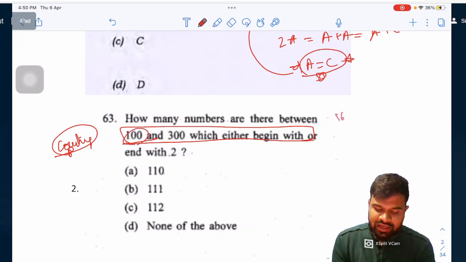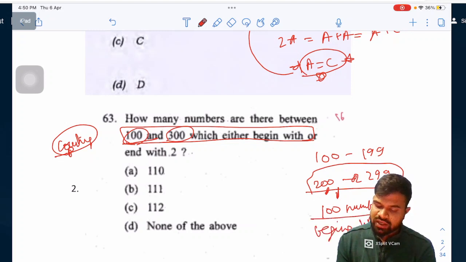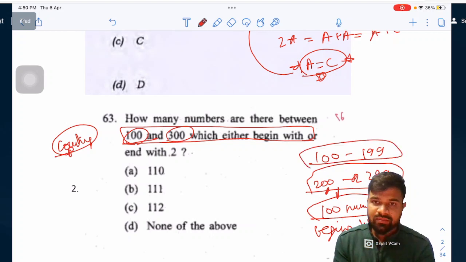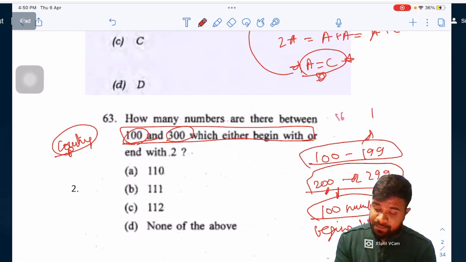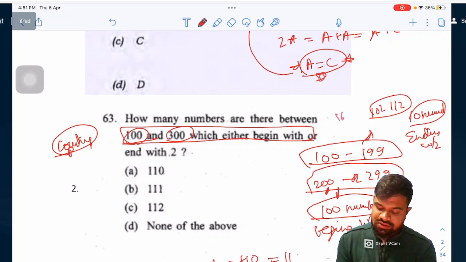So whenever you look at this counting type question between 100 and 300, just break it into hundreds. How will you break it into hundreds? From 100 to 199, from 200 to 299. Okay, now all these numbers, these are 100 numbers, beginning with 2. Now in this range there is no number beginning with 2, but there are 102, 112. There are 10 numbers ending with 2. That means our answer is 100 plus 10 is equal to 110.